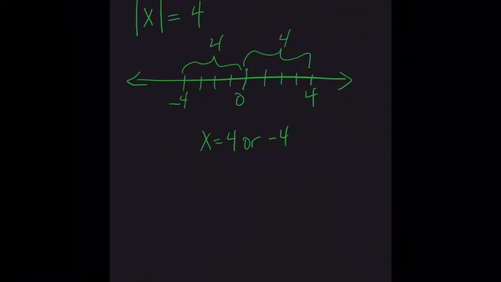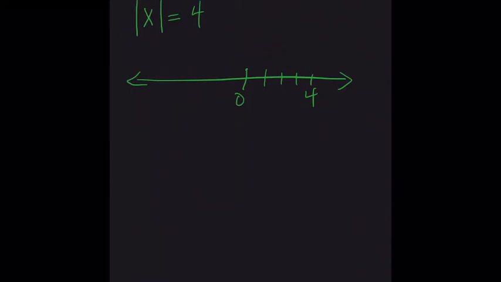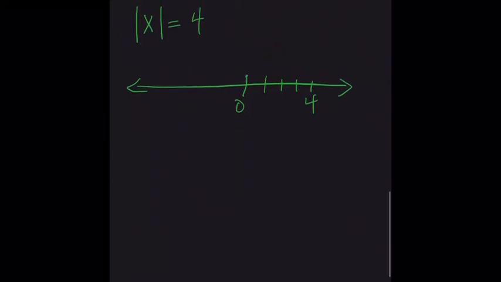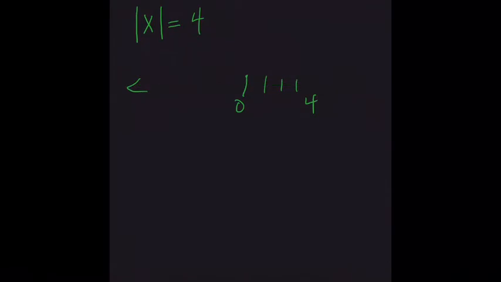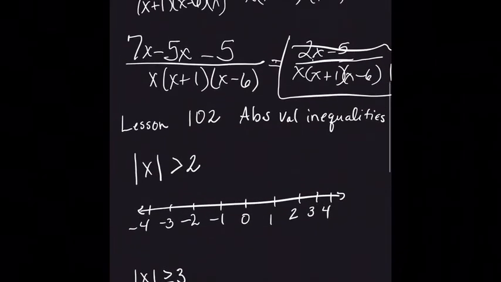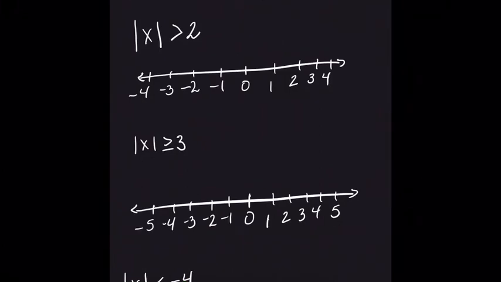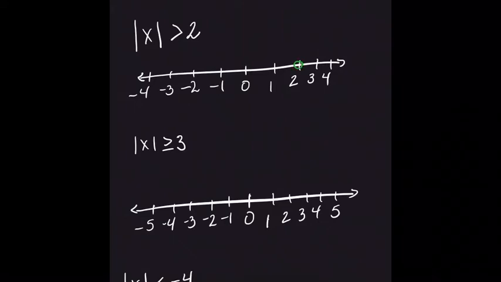But now we're going to be doing some inequalities. So let me erase this, and let's go back up top and look at some of these. So if the absolute value of x is greater than 2, then we know it's not equal to 2, right? It's bigger than 2. So we would put an open circle at the 2.